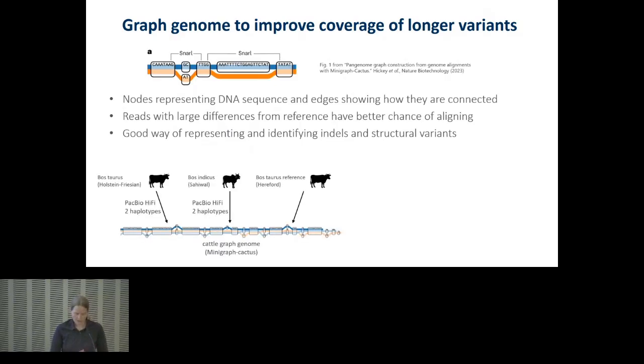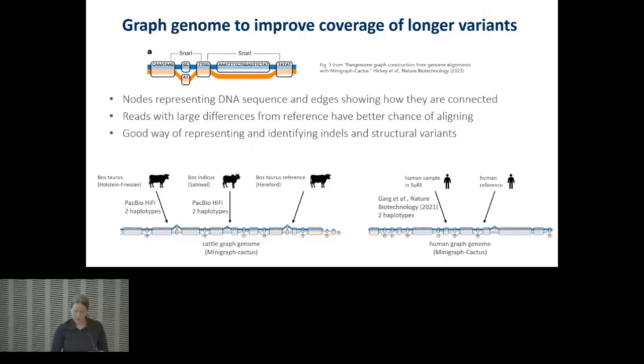So we have generated haplotype resolved genome assemblies for each of the 2 animals that went into the SURE libraries and aligned these with the reference genome for cattle to make a cattle graph genome. And done something similar for the human SURE sample and the human reference, except using a published haplotype resolved genome for the human sample.